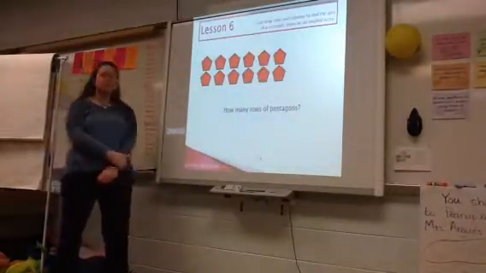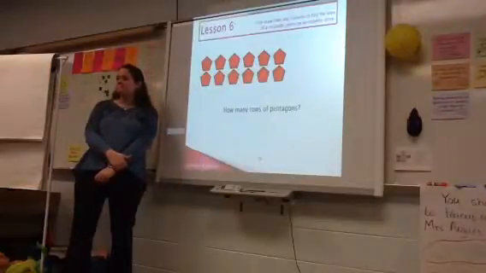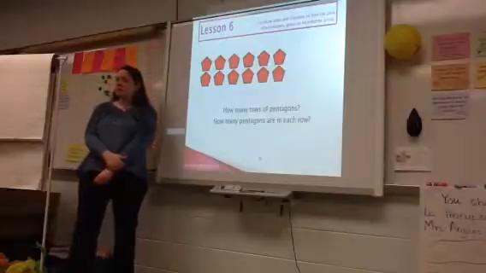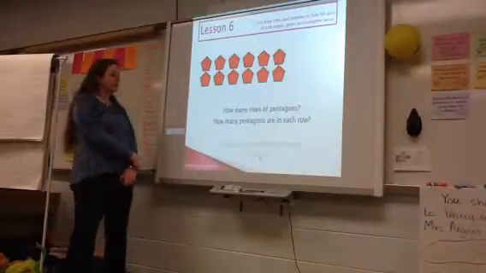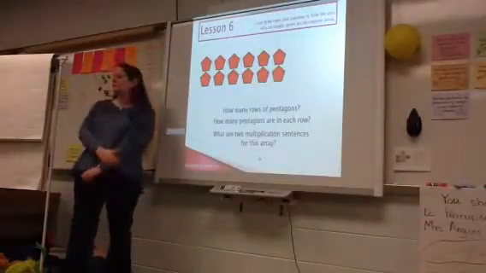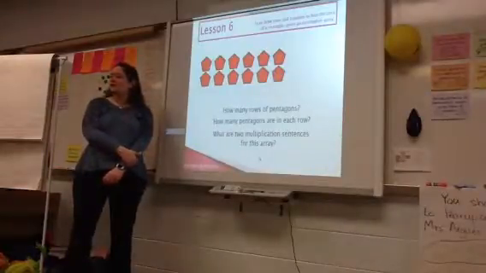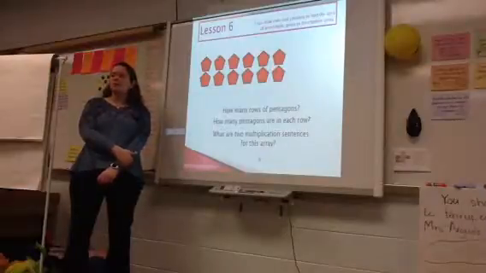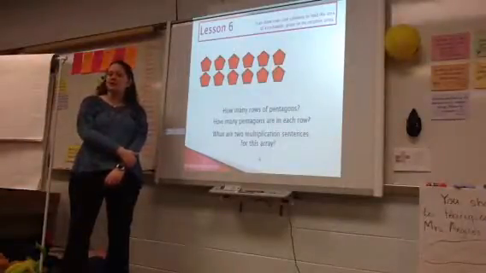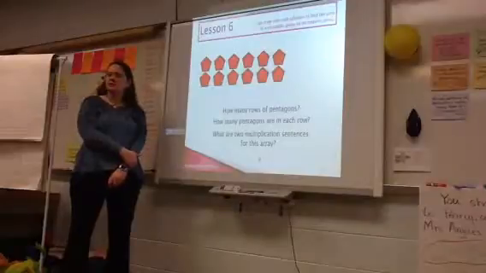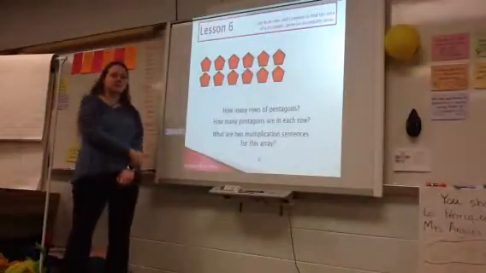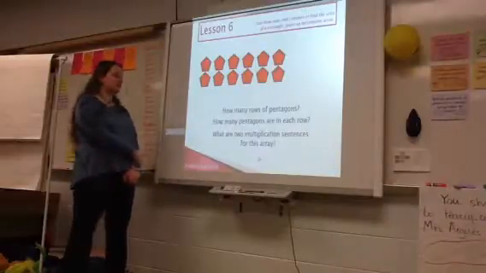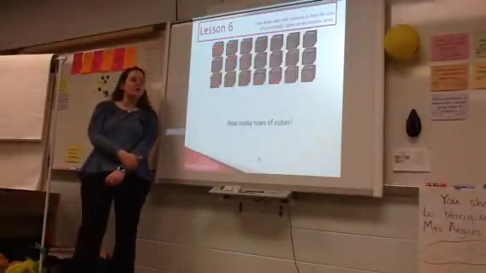Okay, how many rows of pentagons? Ashley? 2 rows. How many pentagons in each row? Mackenzie? 6 in each row. What are 2 multiplication sentences that would match this? Addison? 2 times 6 equals 12 and 6 times 2 equals 12. 2 times 6 and 6 times 2 both equal 12.